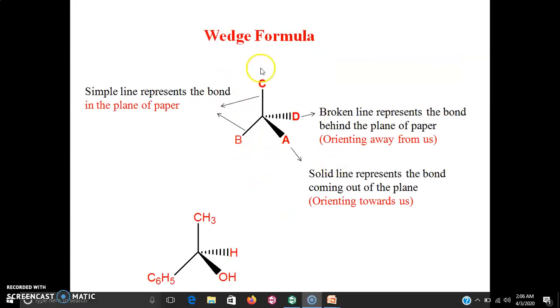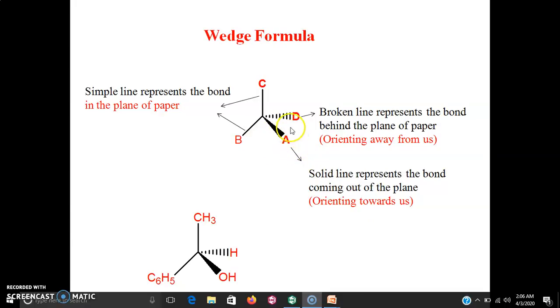And this is the Wedge formula. Here you can see that there are three types of lines: simple lines, solid line and broken line. Simple lines represent the bonds which are in the plane of paper. That indicates that groups like B and C are in the plane of paper. Next we can see a solid line here. A solid line represents a bond which is coming out of the plane, that is, it is orienting towards us. That indicates that group A is orienting towards us.